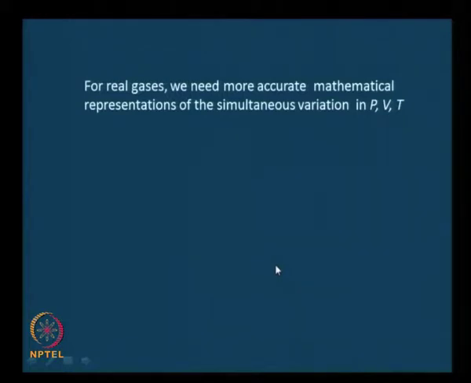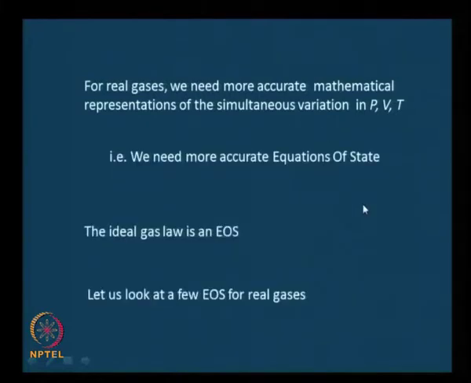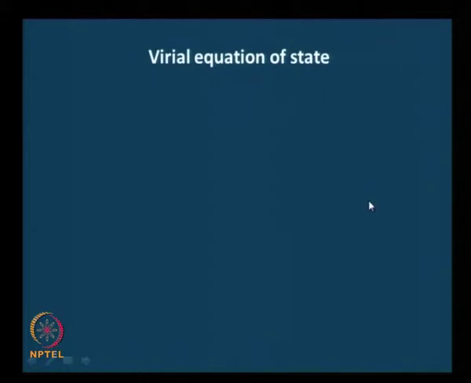It is quite easy to realize that we need more accurate mathematical representations, because PV equals RT is not going to do the job anymore. And the first complication that we saw, or the first improvement that we saw in the equation of state to represent real gases is the Virial equation of state.